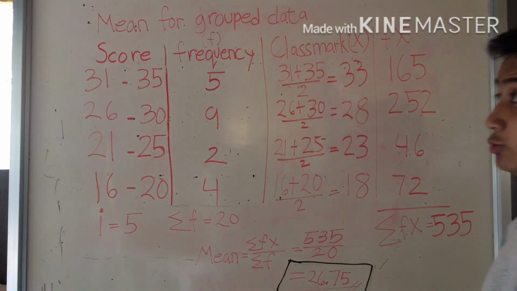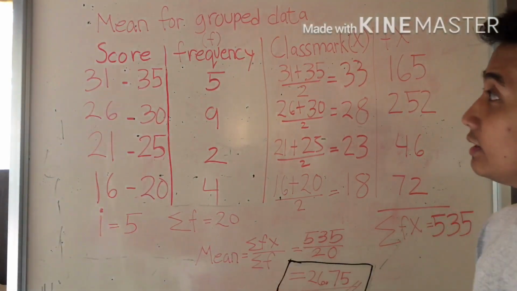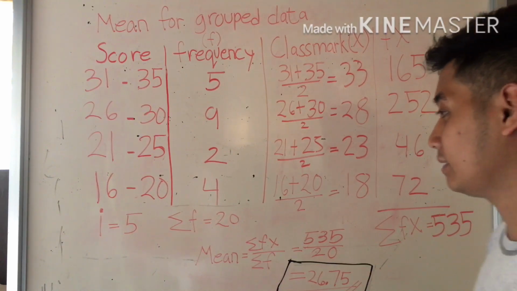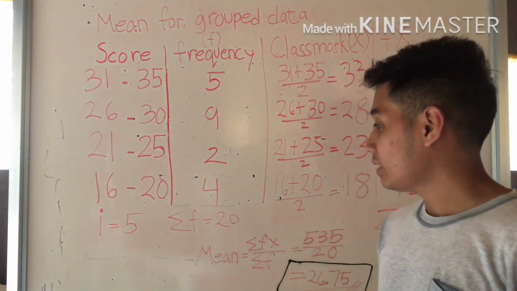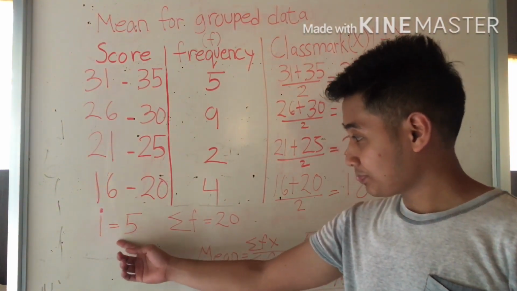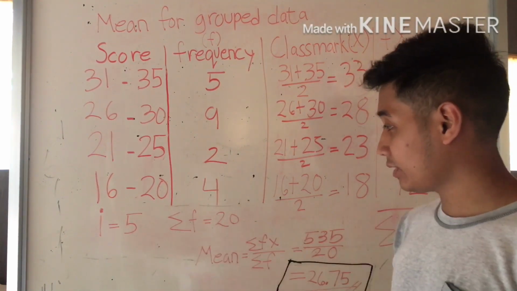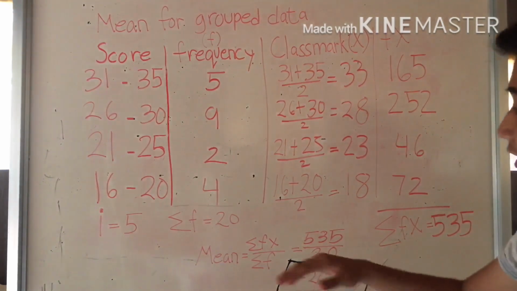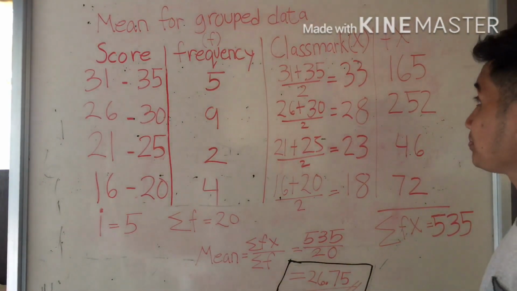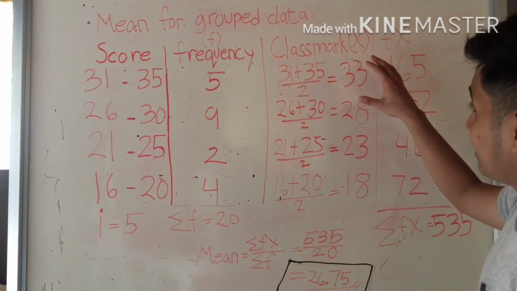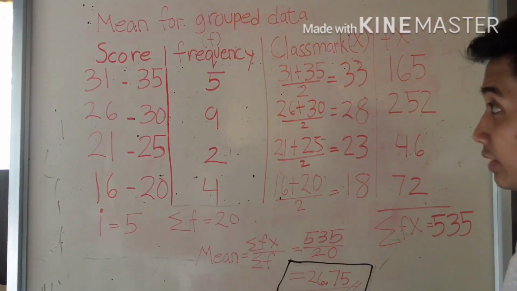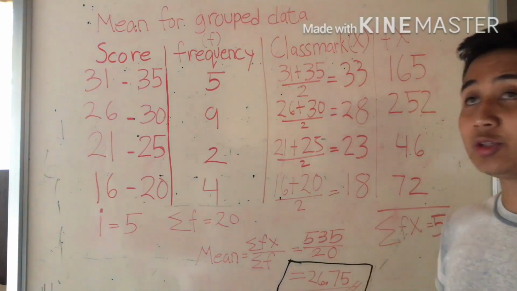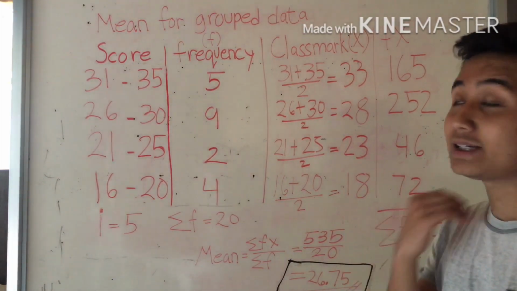So hey guys, right now I'm going to show you what I did to get the mean for the grouped data. So the first thing that I did is that I get the class width and the total of the frequencies, and then after getting those two, I solved for the class marks. So class mark is the midpoint of a class.